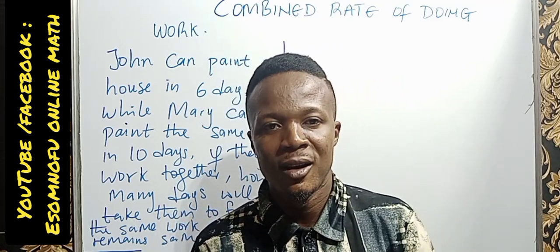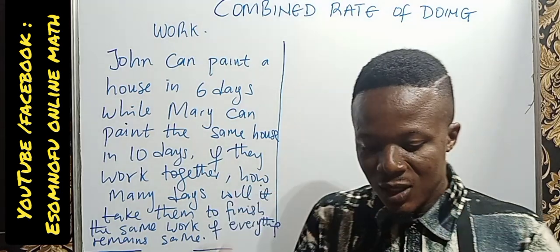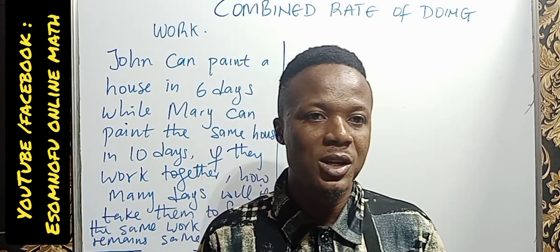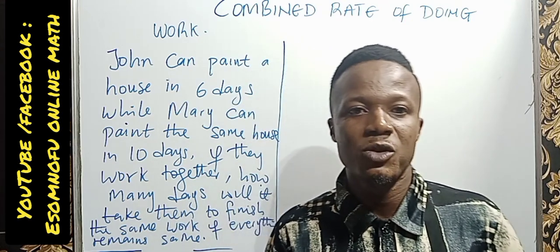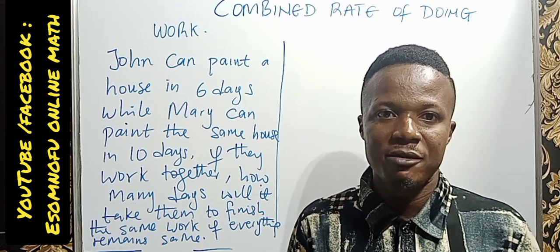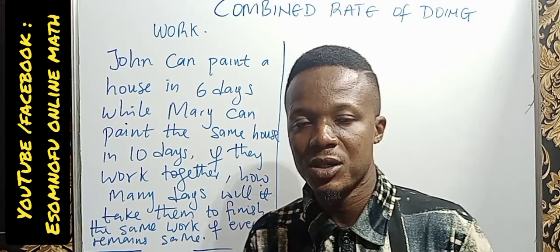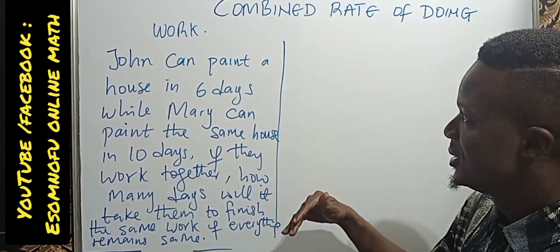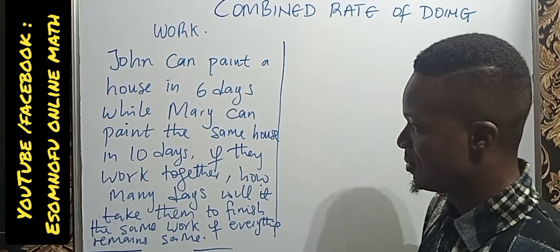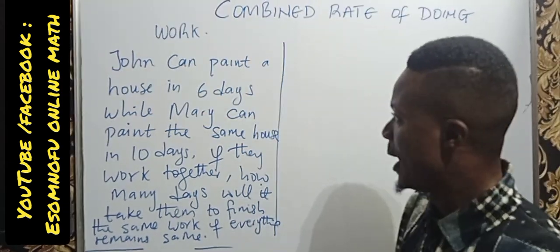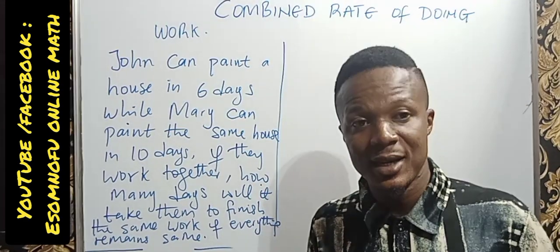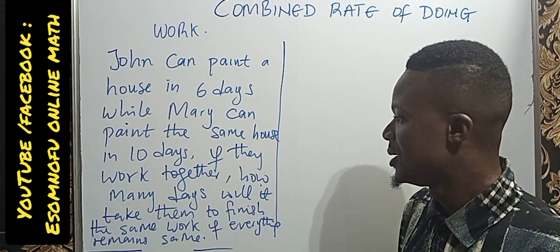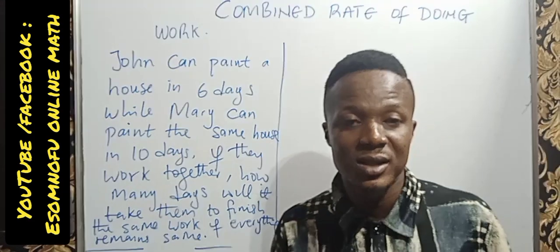Now, again, if two persons are performing a work separately, it takes them more time to finish the work compared to when both of them are doing it together, provided that everything remains equal. Now take a clear look at this given problem. It says that John can paint a house in 6 days, while Mary can paint the same house in 10 days. If they work together, how many days will it take them to finish the same work if everything remains same?